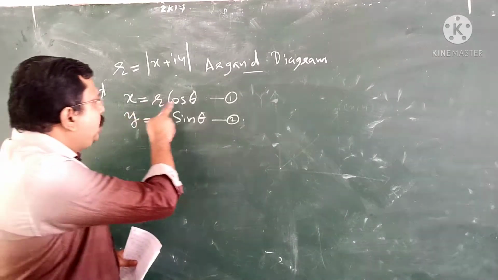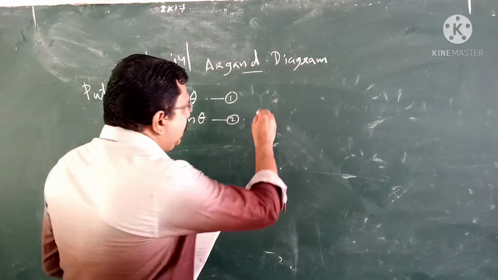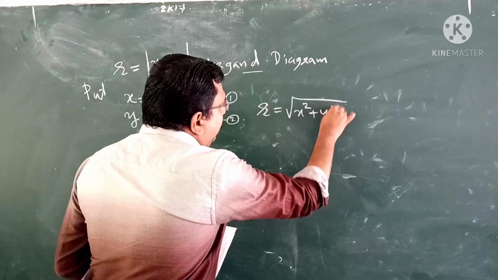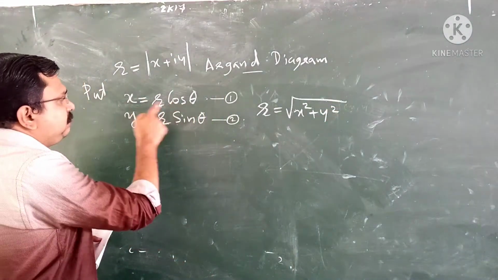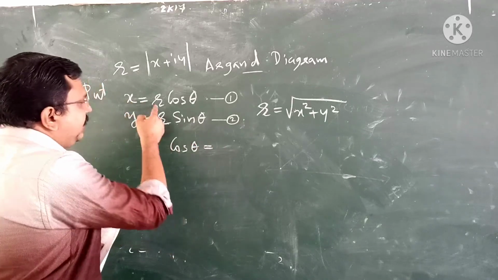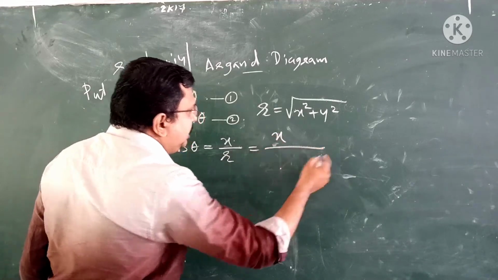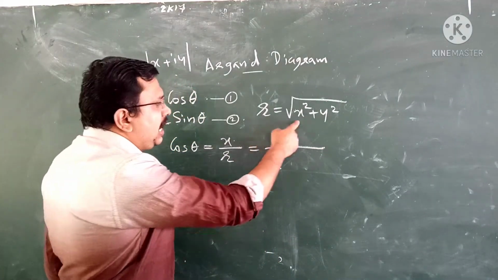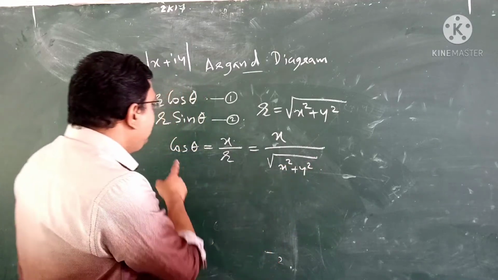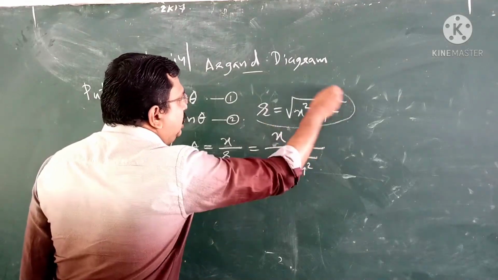Here x equal to r cos theta and y equal to r sin theta. We know that r equal to root of x square plus y square. From equation number 1, cos theta equal to x by r. That is equal to x divided by what is our r? R is root x square plus y square. So cos theta equal to x by r, that is equal to x by root x square plus y square.